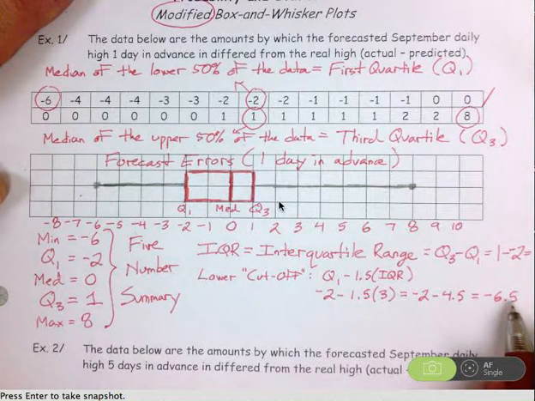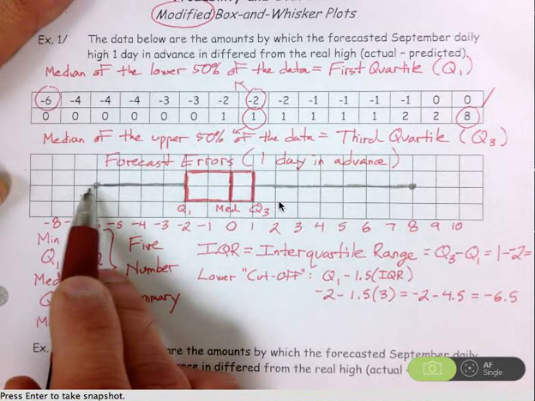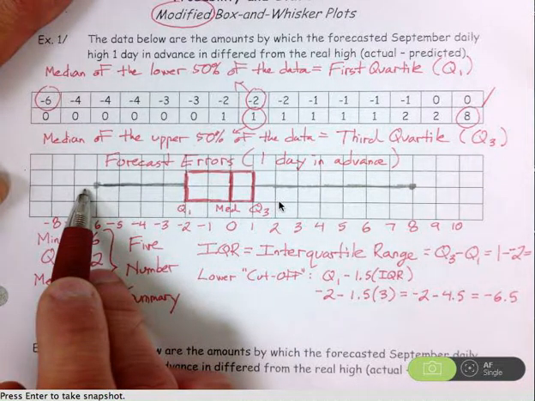So in order for a value to be considered an outlier on the low side, it would have to exceed -6.5. And when I say exceed, I mean be lower than -6.5. Our minimum is -6. So there are no outliers to the left.